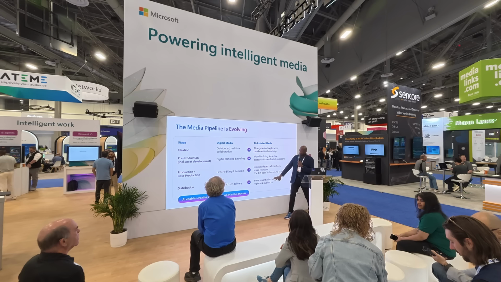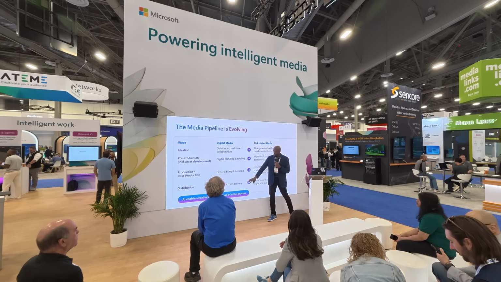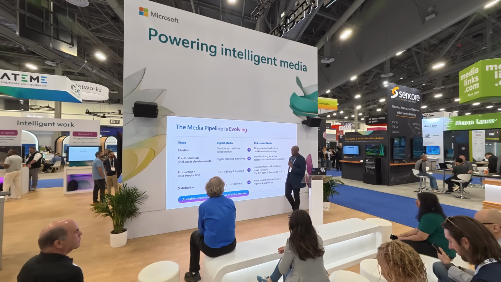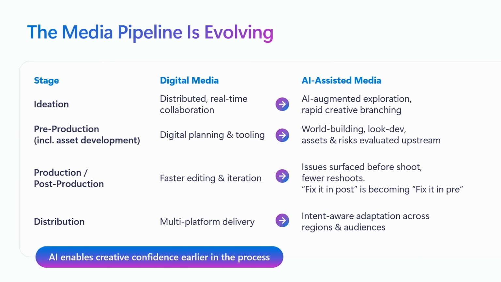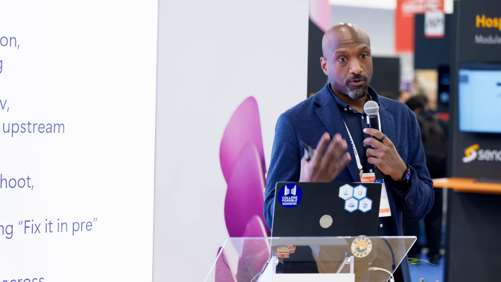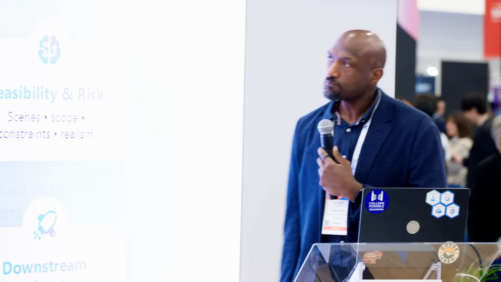And then the last one here is just in distribution in the digital space. We are able to quickly distribute in multiple platforms. So in mobile, large film, 3D. Now we can actually do that intent-aware adaptation for regions and audiences in real time. So if you think about different cultures, different ways of thinking about how you deliver, those can be adapted in real time. So we're moving that ideation and that media pipeline, saving and reducing risk.